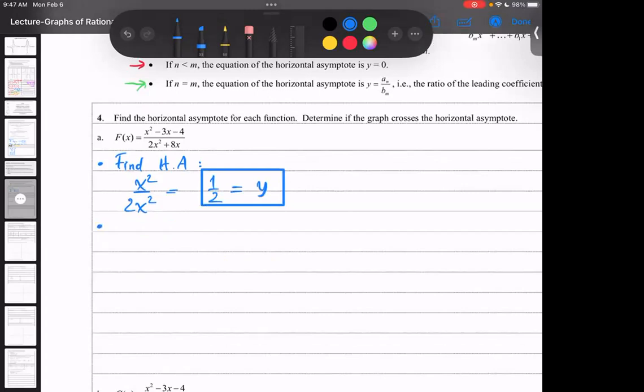And now you determine whether it crosses the graph. So what you're gonna do is set the original problem, x squared minus 3x minus 4 over 2x squared plus ax, equal to the horizontal asymptote, which is 1/2. In this case, you cannot just remove the bottom because the right hand side is no longer 0. So you're gonna do the LCD thing. What is your LCD here? What should I multiply both sides by?